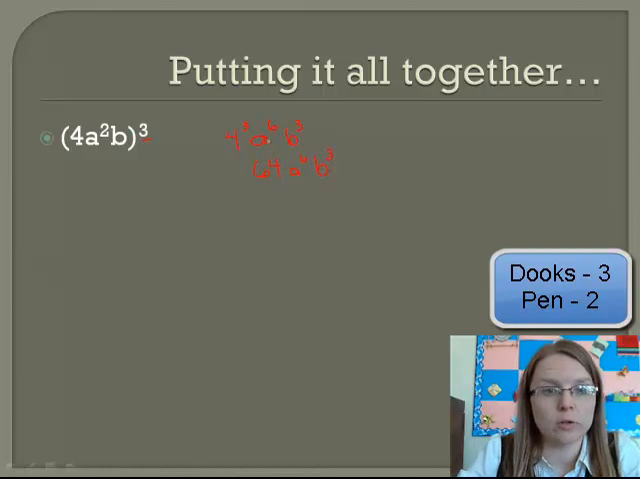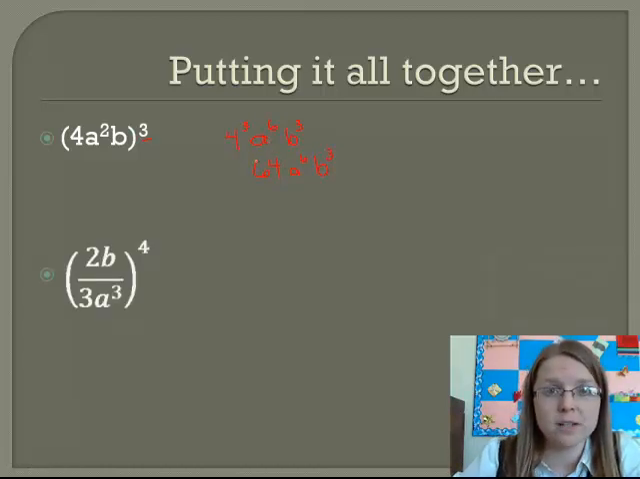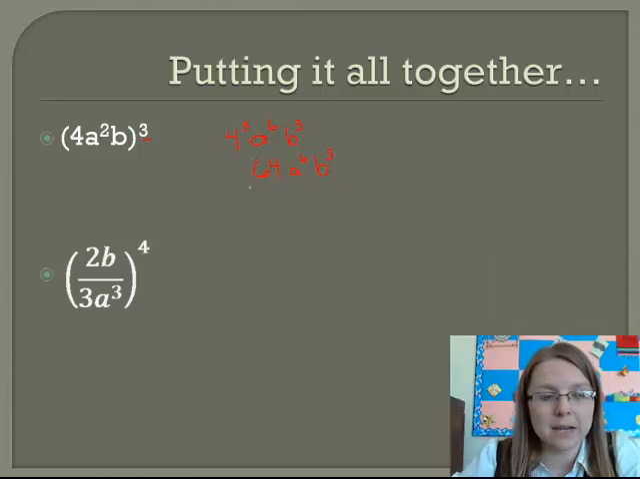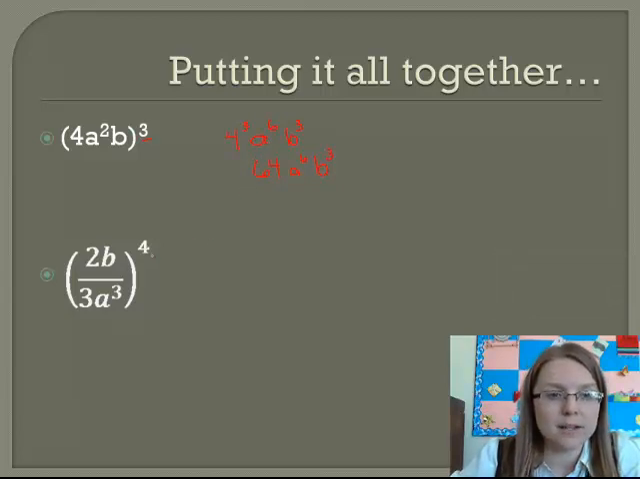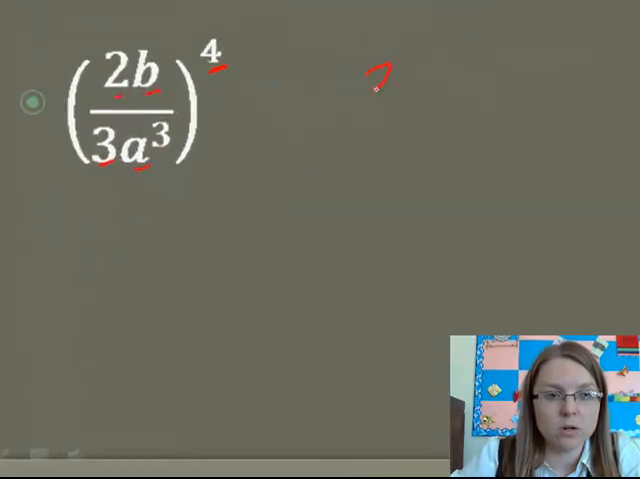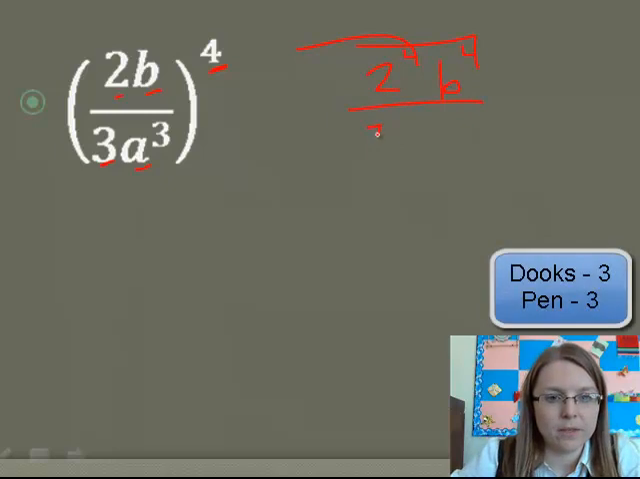Let's look at one last example. So this one has a quotient, but it's also got some products working inside that quotient. So the bottom line is that power of 4 has to get applied to every single piece of that original quotient. So that leaves us with 2 to the power of 4. And then we have b to the power of 4. And then that's over 3 to the power of 4.